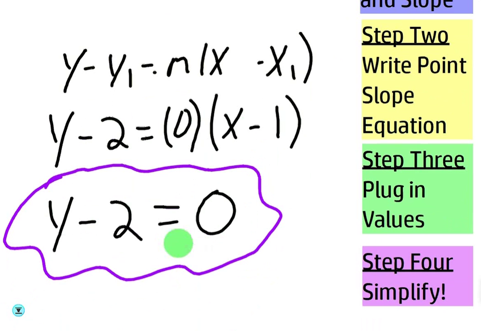You can easily tell that. If you were to move the 2 over to the right, it'd be y equals 2, and that'd be slope-intercept form. You could tell that it's a horizontal line. So it's the same thing.